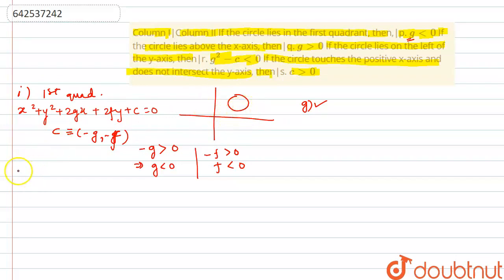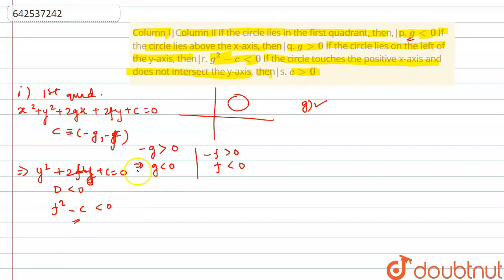Therefore, since it has no intersection with the x-axis, putting x equal to 0, we get y square plus 2fy plus c equal to 0. This equation will have no real solution, because it is not touching the x-axis. Hence, no real solution means the discriminant D should be less than 0 for this equation, or we can say f square minus c should be less than 0. This is another condition.